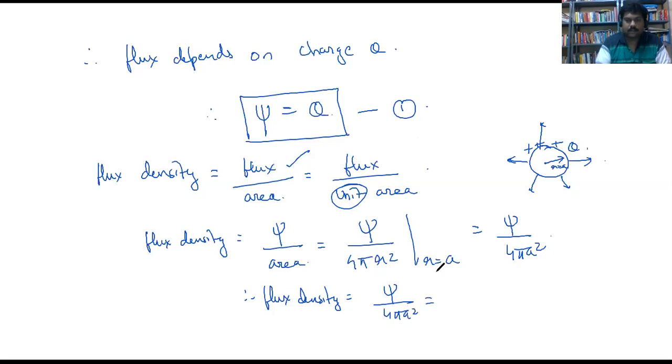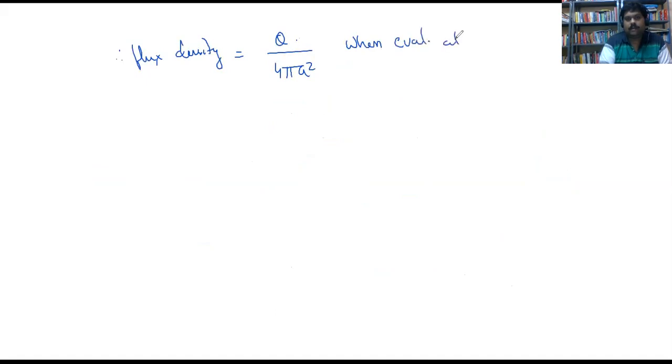Now we know that by equation 1, xi can be replaced by Q. So this becomes Q by 4 pi a squared. Therefore, flux density equals Q by 4 pi a squared when evaluated at r equal to a.